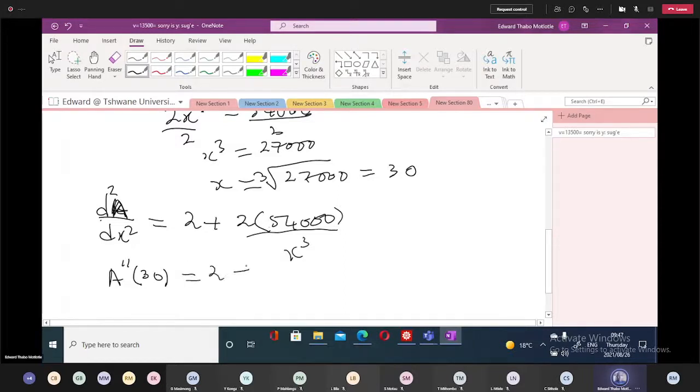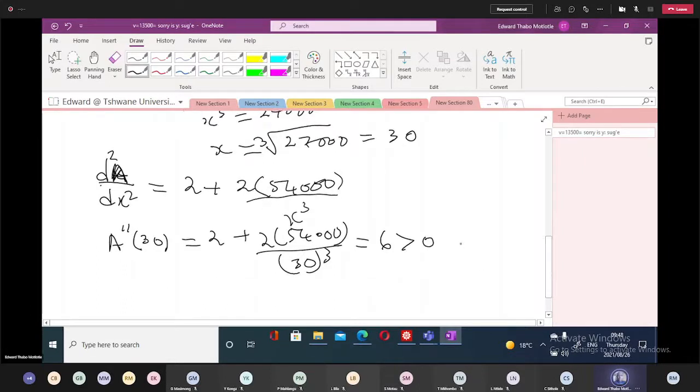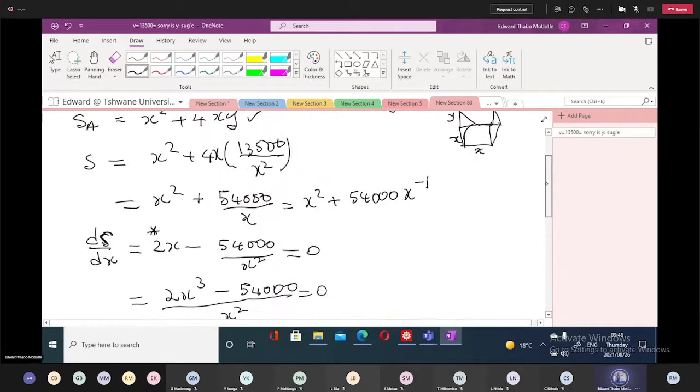So this is equal to 2 plus 2 multiplied by 54,000 divided by 30 to the power 3. And our solution here is what? It is 6. So you just punch this in your calculator. Your answer is 6, and 6 is greater than 0. So 6 being greater than 0, it means that we have a minimum. So we have shown that our value will minimize the problem.